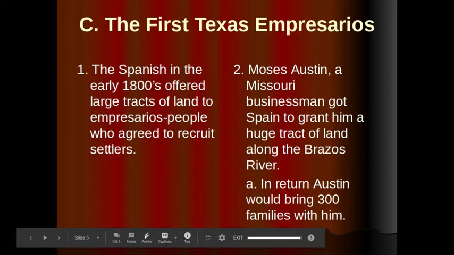The name was Moses Austin. That should sound familiar because of Texas Austin. The Austin family was one of the big names in Texas at this time in bringing people to live in Texas. So obviously the biggest city in the state, Austin, Texas, was named after them. Moses Austin, a Missouri businessman, got Spain to grant him a huge tract of land along the Brazos River. We're going to look at the Brazos River. It goes through a large portion of Texas. In return, Austin would bring 300 families with him.